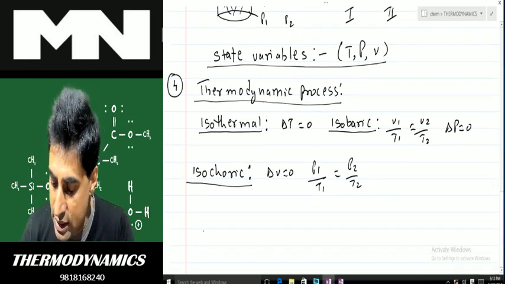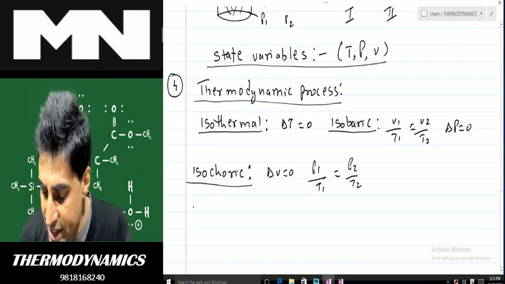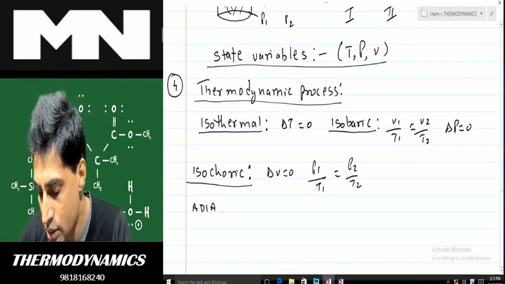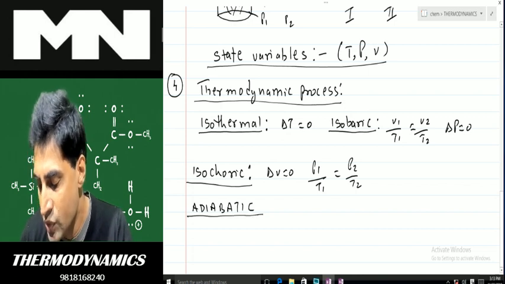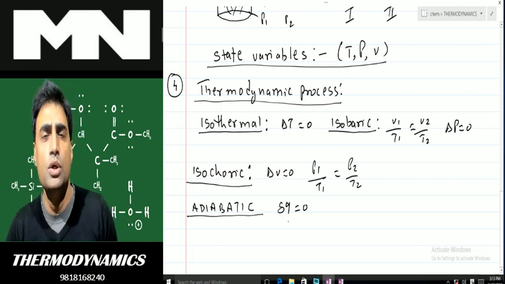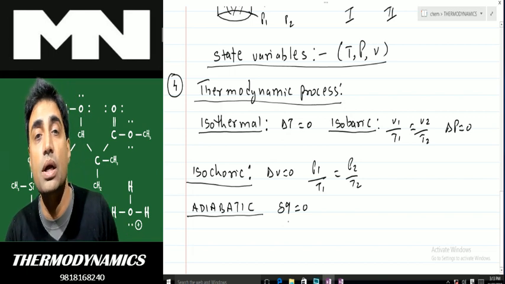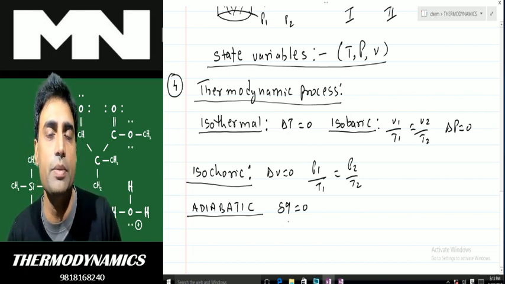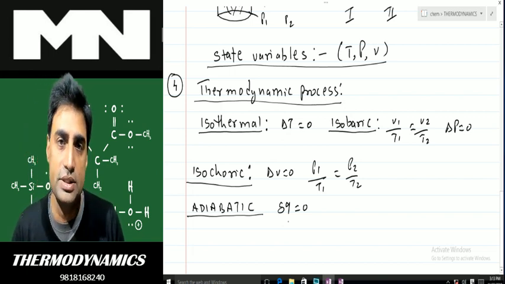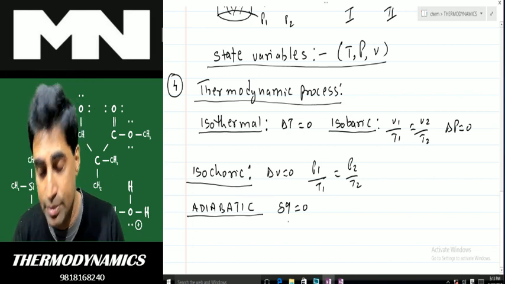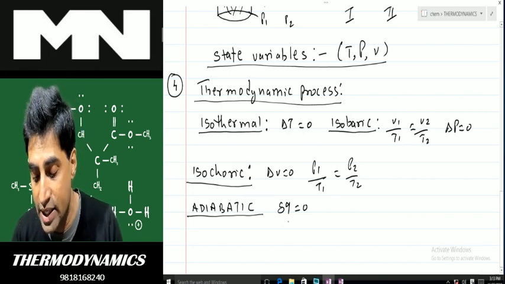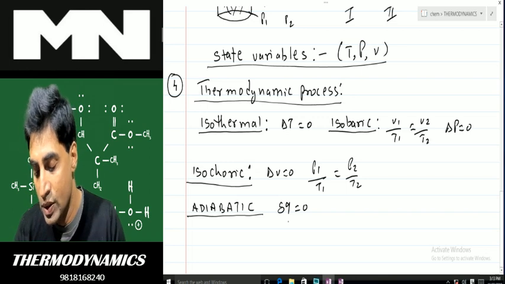And the last one is adiabatic. In the adiabatic process, heat change is 0. So an adiabatic process is one in which heat can neither enter nor leave a system. That means an adiabatic process occurs in an isolated system. So these are the four different types of systems. We got isothermal, isobaric, isochoric and adiabatic.